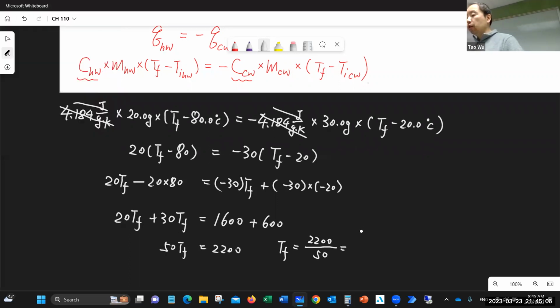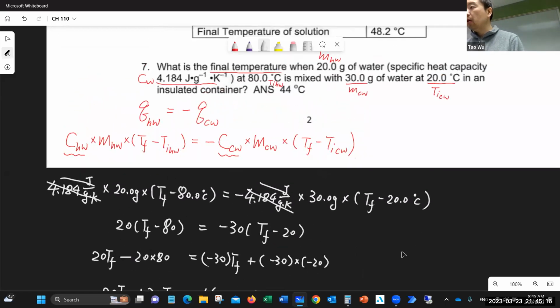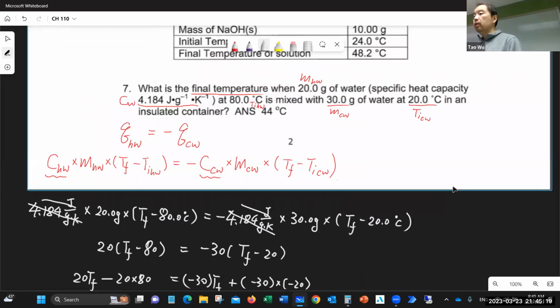Then you got 44 Celsius. Okay, so the temperature is 44 Celsius. This also makes sense because the hot temperature is 80 and the cold temperature is 20. So when those two mix together, the temperature should be something in between, right? The 44 is something in between.